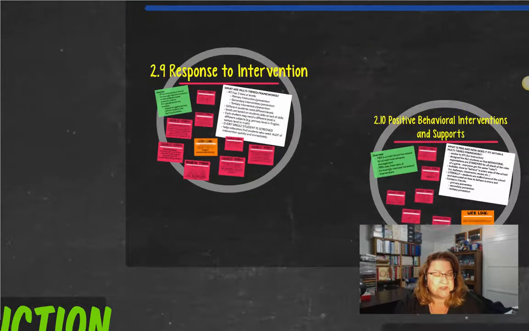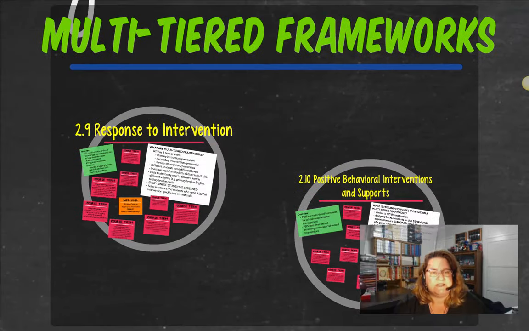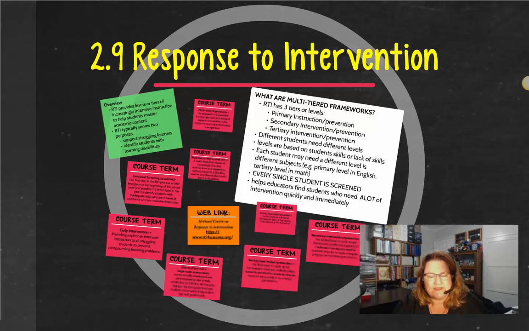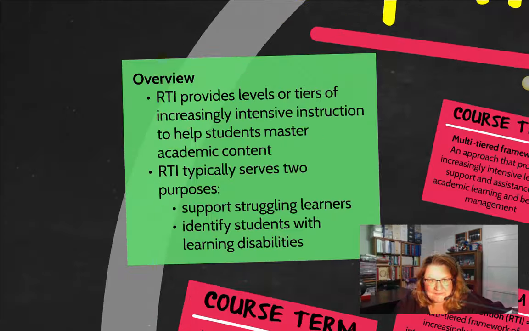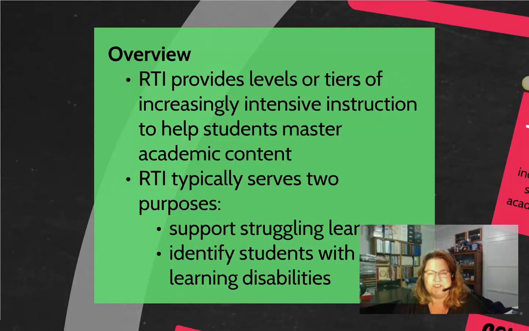So that's responsive instruction, which I think is great. Now, multi-tiered frameworks. This is another doozy, but at the same time, it makes perfect sense. A lot of stuff going on, but it makes perfect sense, okay? Now this RTI, again, this response to intervention, meaning when you help a student, is it helping them or not, okay? Now, again, there's tiers of instructions.